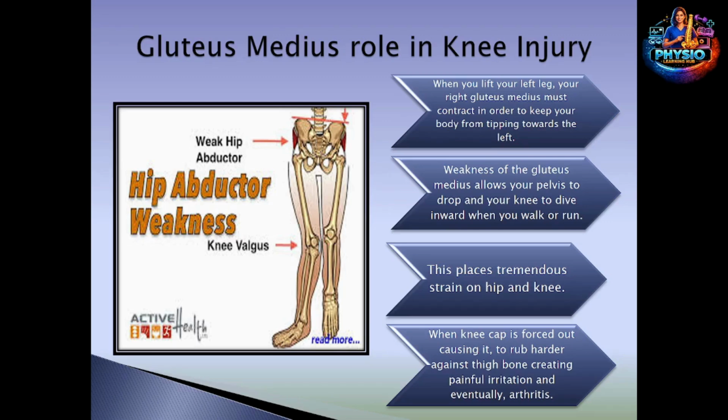Gluteus medius role in knee injury. When you lift your left leg, your right gluteus medius contracts in order to keep your body from tipping towards the left. Weakness of the gluteus medius allows your pelvis to drop and your knee to dive inward when you walk or run. This places tremendous strain on the hip and knee. The kneecap is forced out, causing it to rub harder against the thigh bone, creating painful irritation and eventually arthritis.